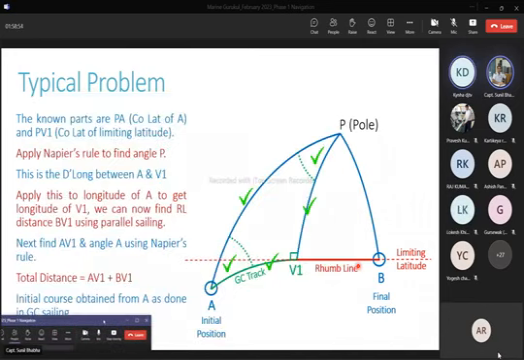Sir, what if this triangle PAV1 was on the opposite side? If it was PV1B, then the initial course will be 090, right? And then the final course we'll have to calculate, right? That's the same, right, beta, if the triangle was on the other side. That's right, beta. That's right. Okay, so any more doubt coming, beta? Very good. That's great.